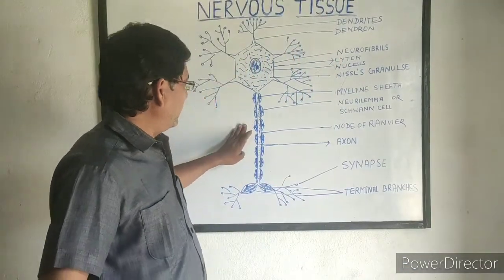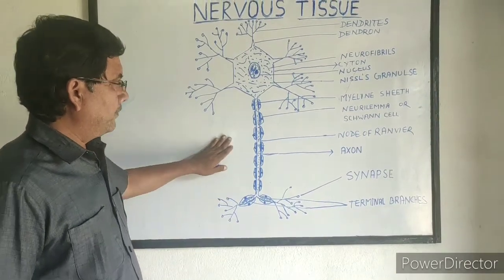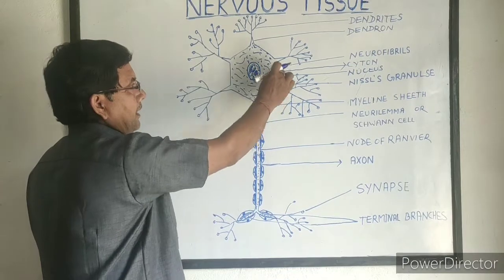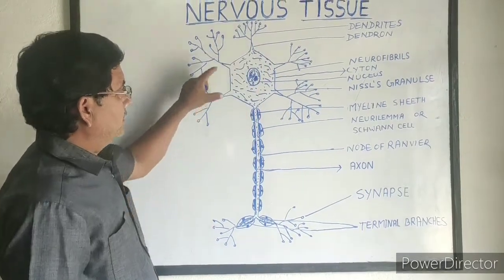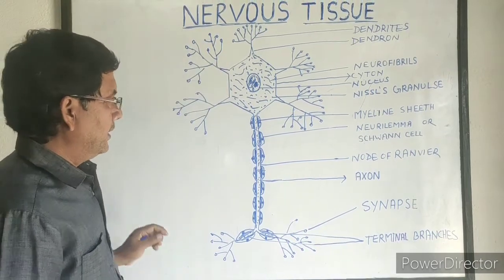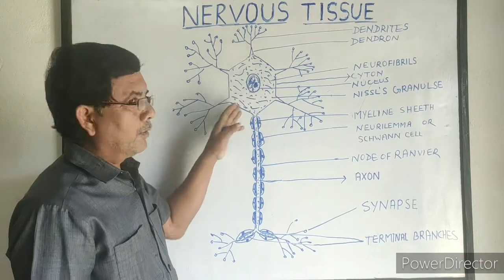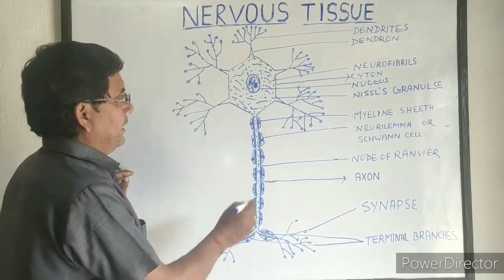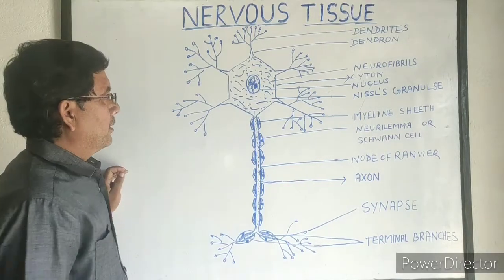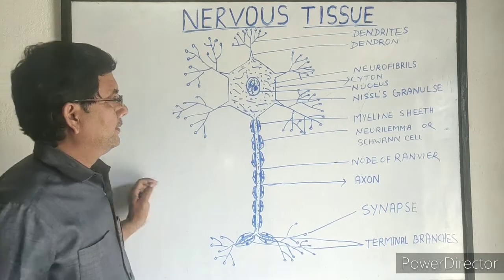Here is the figure of a multipolar neuron. See the figure of the multipolar neuron. Here the cell-like structure in the upper portion is called the cell body or cyton. This cell body or cyton is hexagonal in shape. It has a central nucleus. The nucleus also contains a nucleolus and chromatin network.